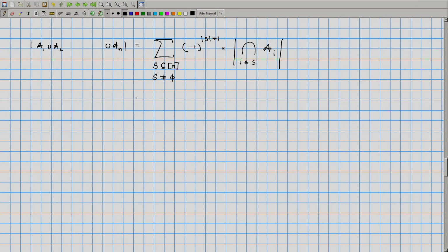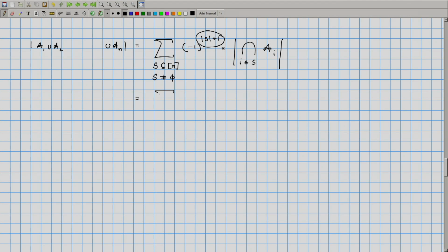We could also, for some purposes, enumerate the subsets in terms of their size. Then you will get a double summation. That is, we will first look at all subsets of size 1 and then look at all subsets of size 2 and so on.